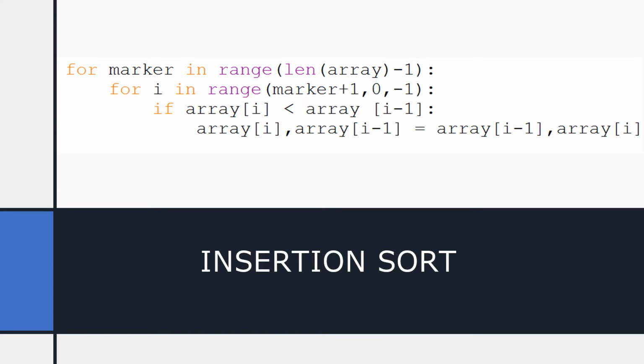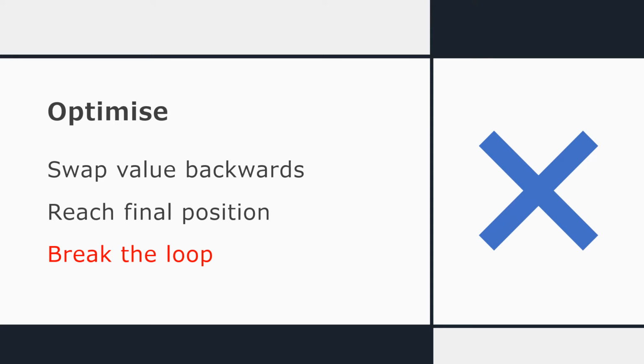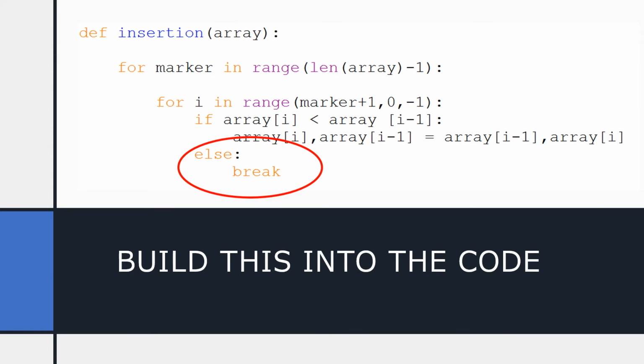We've already seen a way to optimize the insertion sort. Do you remember what it is? What we do is we break the backwards for loop when the item that's being passed backwards reaches its final position. That is when it is no longer smaller than the values that are behind it. So let's have a look at that. The break command, if we build that break into the loop, that will speed up our work.